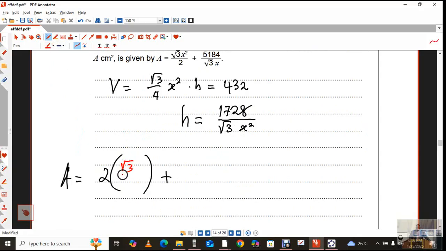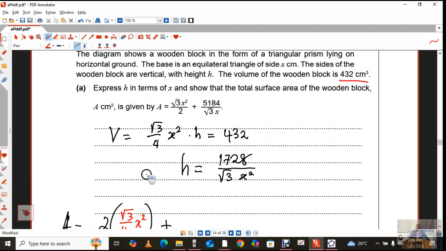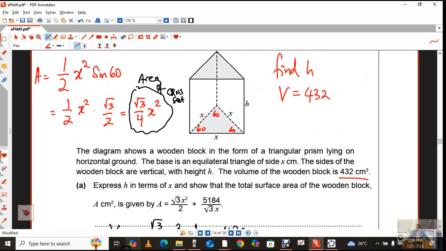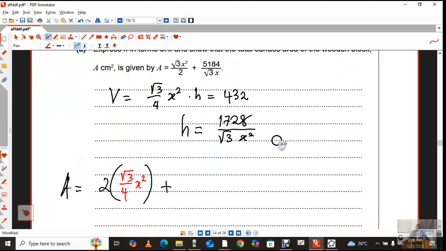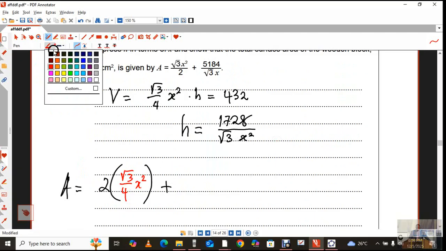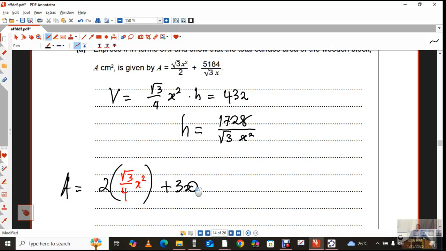Root 3 over 4. 2 of them. Then how many rectangles are you counting? The rectangles I'm counting will be 3: XH, XH, XH, all of them identical. X times H, so 3 of that. So it will be 3 X, but they are multiplied with H.